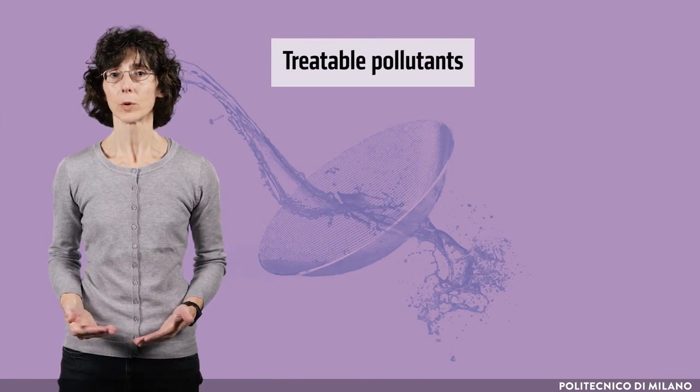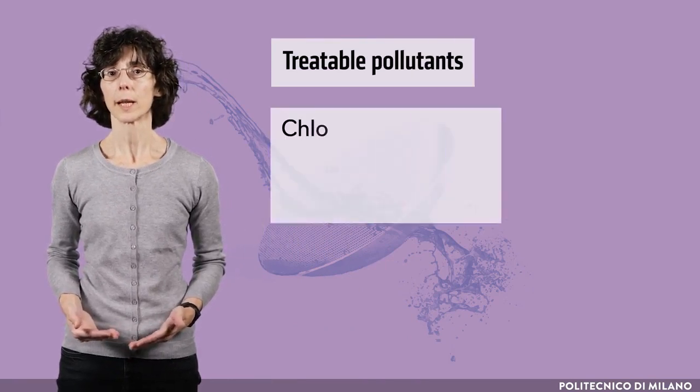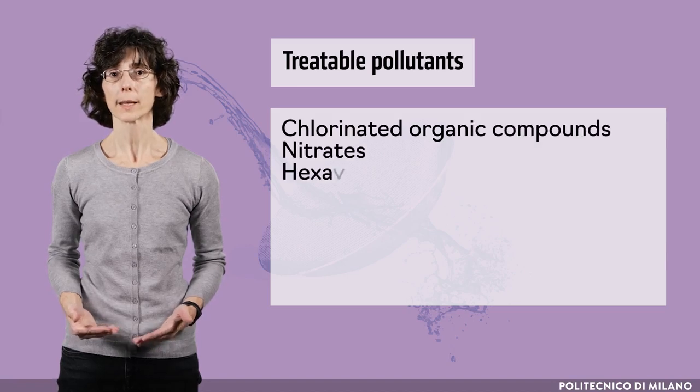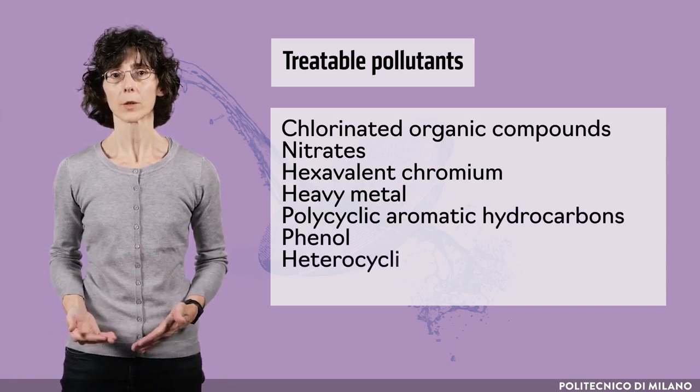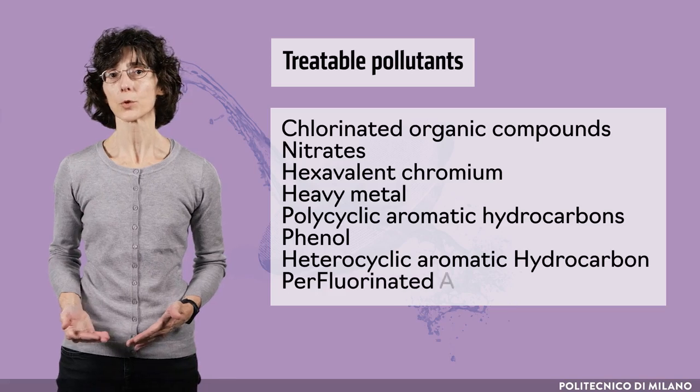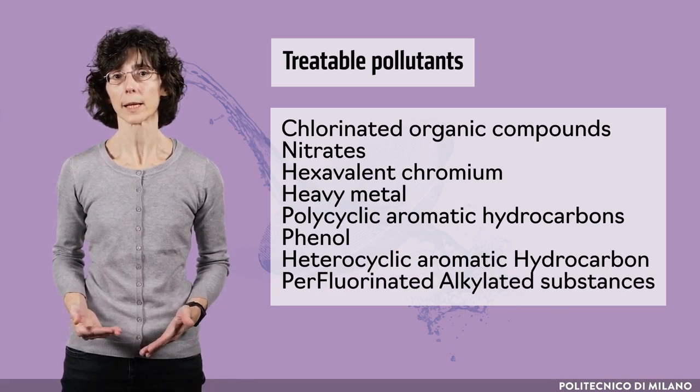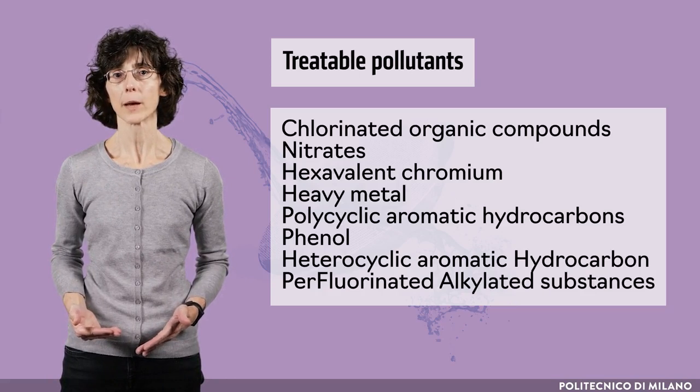More recently, suspensions of very fine materials have been injected into natural aquifers to spread them throughout a limited portion of the subsoil, resulting in the advantage over reactive barriers of not needing soil excavation for the installation. Thanks to the flexibility in the removal mechanism and reactive materials, many kinds of pollutants can be treated, including chlorinated organic compounds, nitrates, hexavalent chromium, and heavy metals, polycyclic aromatic hydrocarbons, phenols, heterocyclic aromatic hydrocarbons, and novel issues for groundwater such as perfluorinated alkylated substances, also known as PFAS.